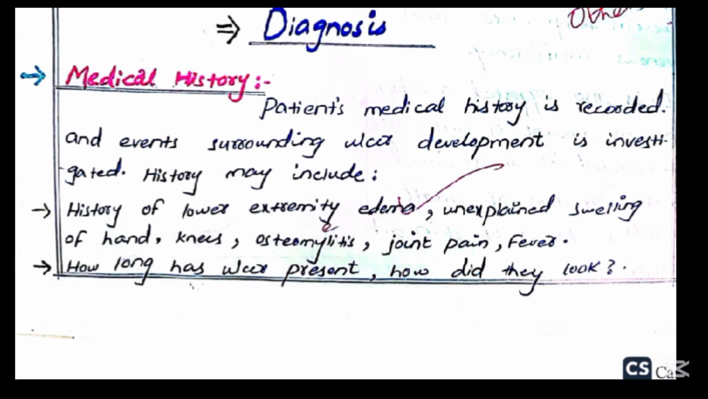Now what are the diagnoses of sickle cell ulcer or anemia? The first one is medical history. The patient's medical history is recorded first of all, and events surrounding ulcer development are investigated. History may include, number 1, history of lower extremity edema present or not, unexplained swelling of hands, knees, osteomyelitis, joint pain, fever, etc. How long has the ulcer been present and how did it look?